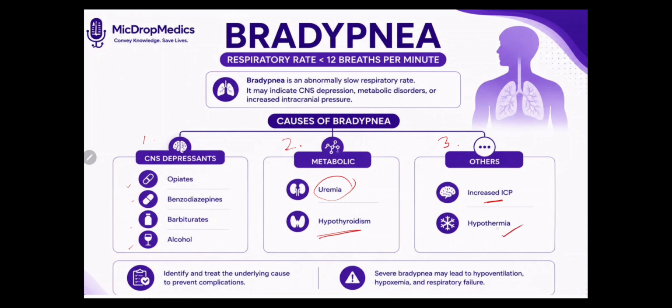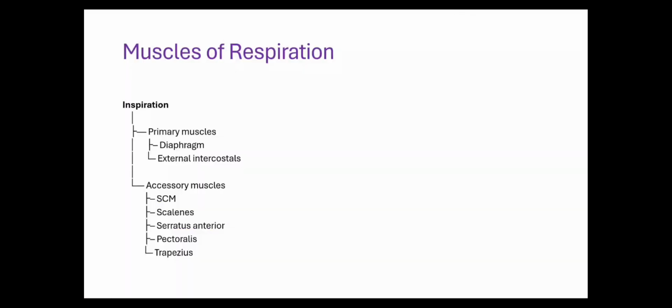Never take bradypnea lightly. Severe cases quickly spiral into severe hypoventilation, profound hypoxemia, and acute respiratory failure. Breathing involves coordinated action of several muscle groups. The diaphragm is the principal muscle of respiration and contributes nearly 70% of inspiratory effort. Accessory muscles become active when respiratory demand increases.